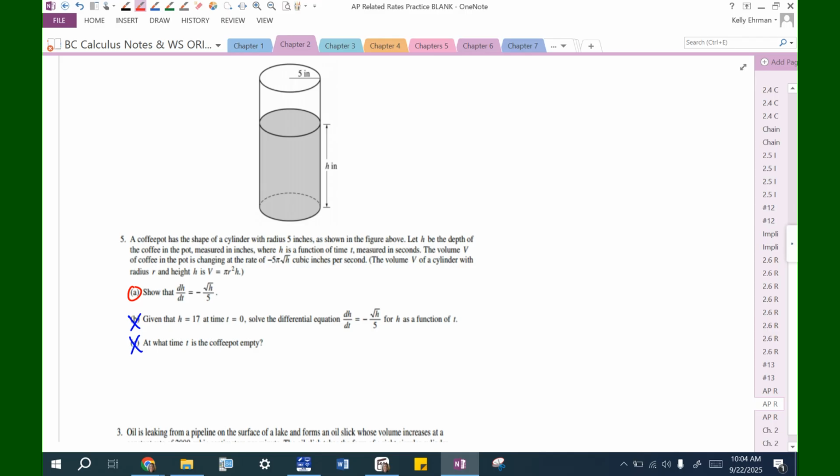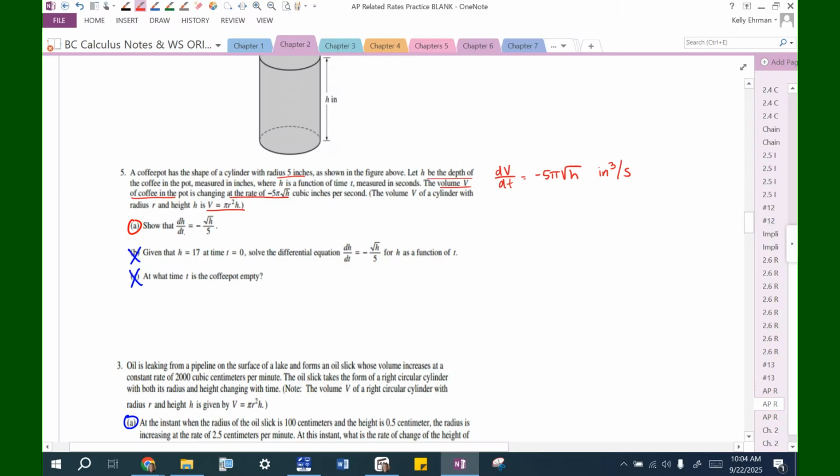A coffee pot has the shape of a cylinder with a radius of 5 inches, as shown in the figure above. Let h be the depth of the coffee in the pot, measured in inches, where h is a function of time t measured in seconds. The volume of the coffee pot is changing at a rate of negative 5 pi radical h. So I know dV/dt is equal to negative 5 pi radical h cubic inches per second. And they're giving me the volume of a cylinder. Show that dh/dt equals negative radical h over 5.